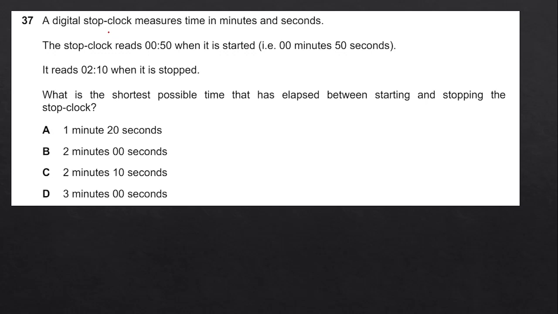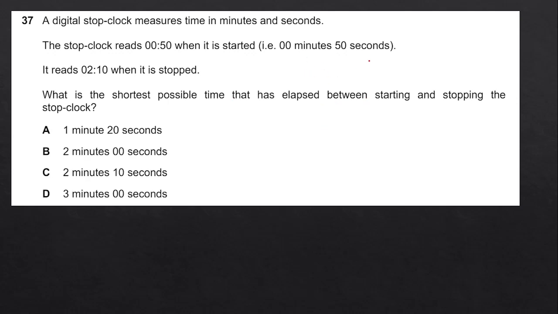Now, question 37. A digital stop clock measures time in minutes and seconds. The stop clock reads 00:50 when it is started, that is 0 minutes 50 seconds. It reads 02:10 when it is stopped. What is the shortest possible time that has elapsed between starting and stopping the stopwatch?